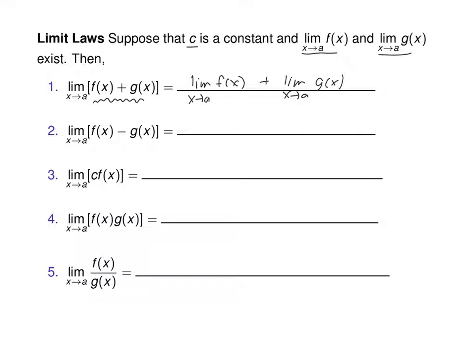If one of the limits did not exist, then you couldn't find the limit of the sum either. Does that make sense? So this does rely on the assumption that both of these limits exist. And if one of them doesn't, then game over. And if that's true for addition, what do you think is true for subtraction? Same thing. Same, just a minus sign, right?